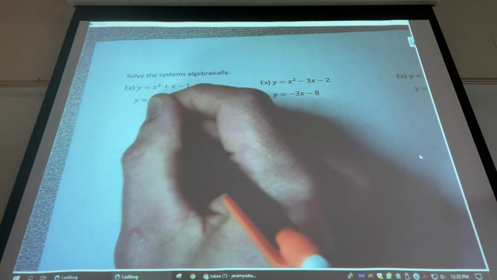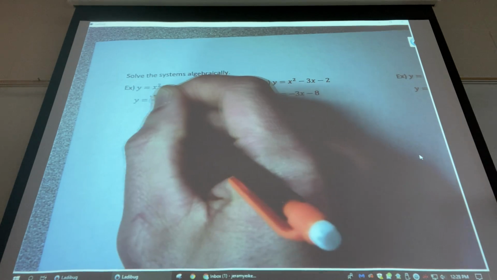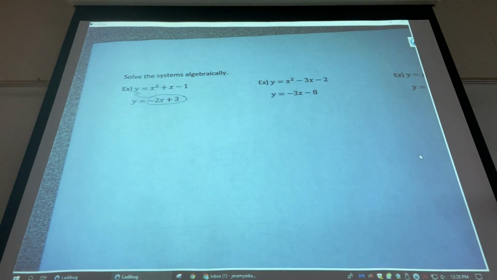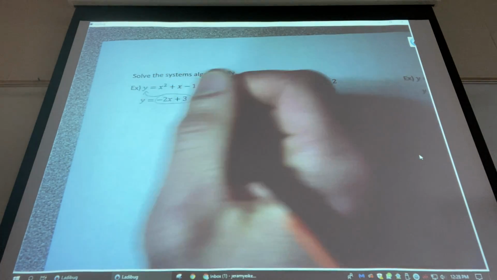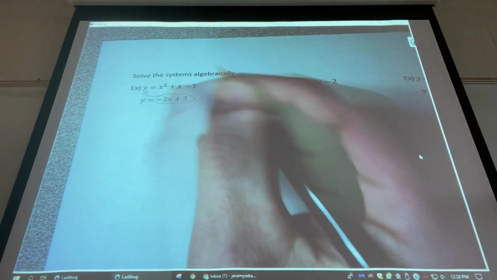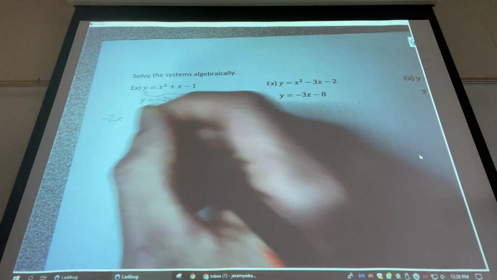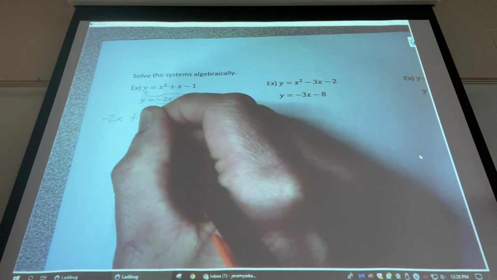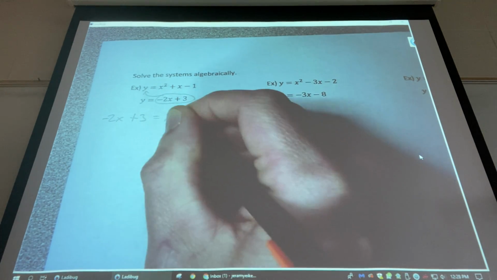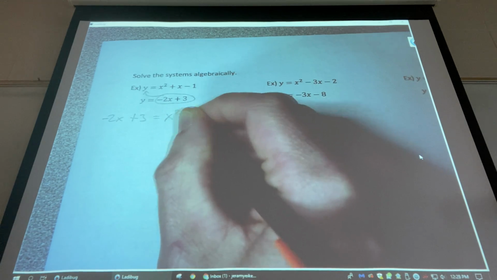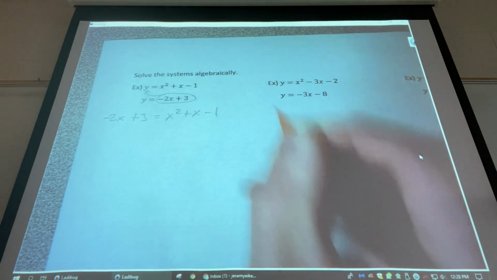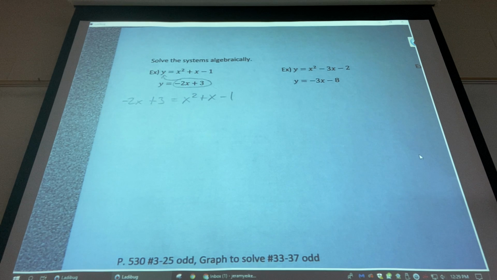Substitution is pretty nice because they're both solved for y. So I'm going to take this negative 2x plus 3 and put it right there. Now, what's the benefit in doing that? Because when you do that, you no longer have two variables. You're just going to have one variable. But it just so happens to be in a lot of places, isn't it? This is a quadratic.